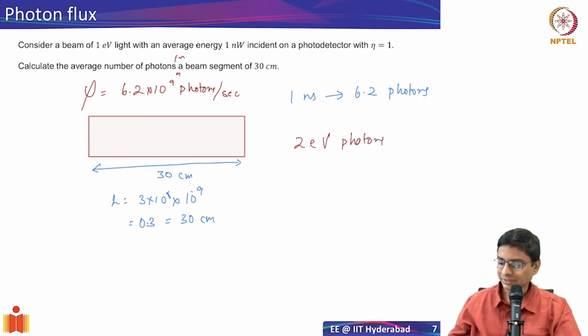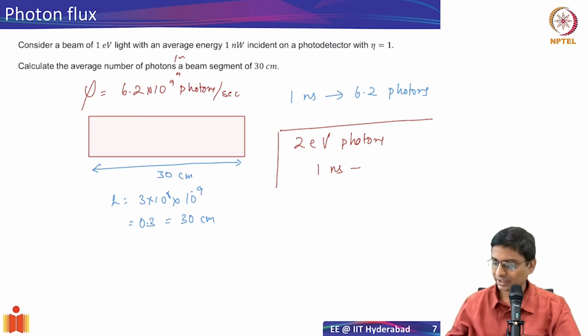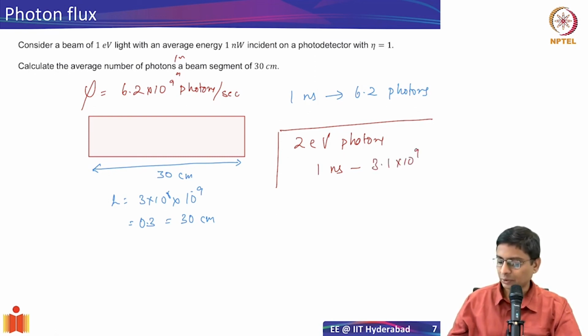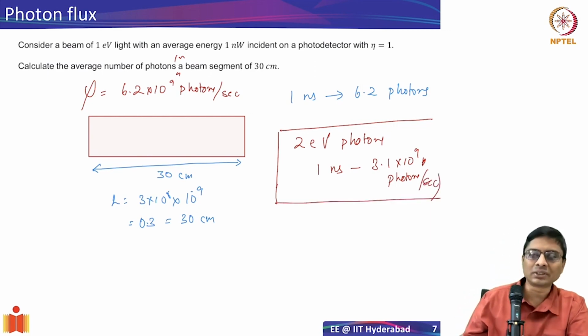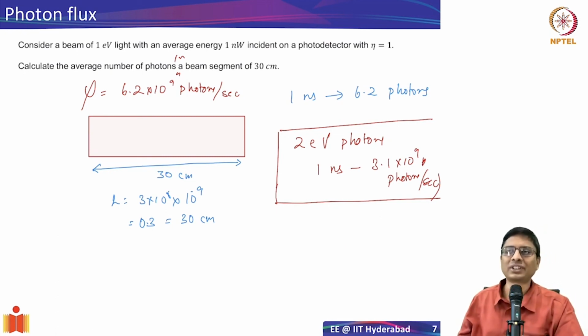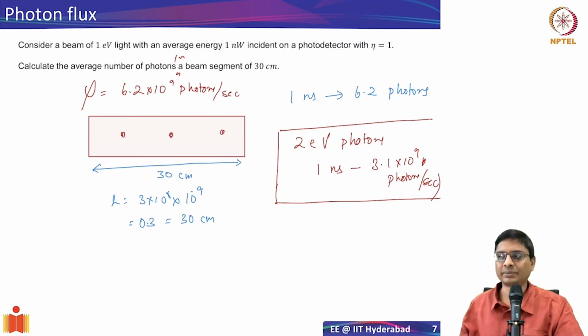If I consider 2 eV photons, in a nanosecond, how many photons would there be? With the same nanowatt of power, there will be 3.1 into 10 power 9 photons per second. Simply, energy is in the denominator. So if you increase the energy to 2 eV per photon, you'll have a lesser number of photons. So 3.1 photons in a nanosecond, and in a 30 centimeter segment you'll have 3 photons. 1, 2 and 3 photons are in that segment.